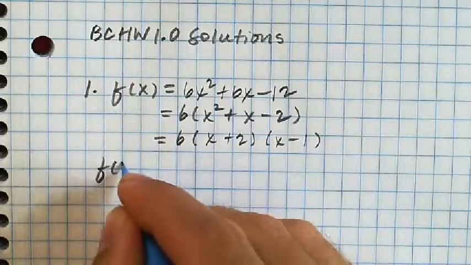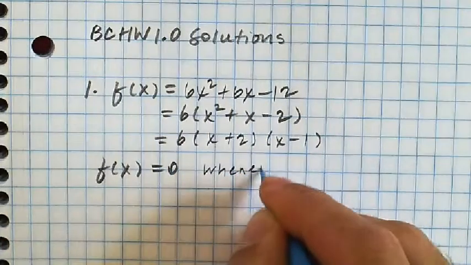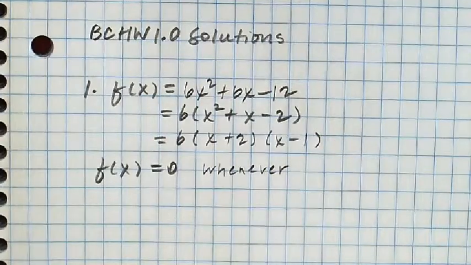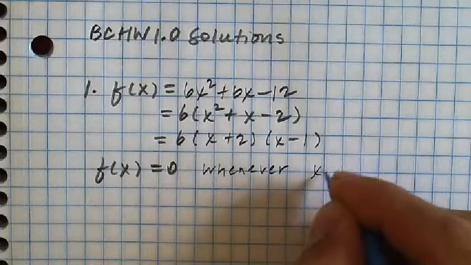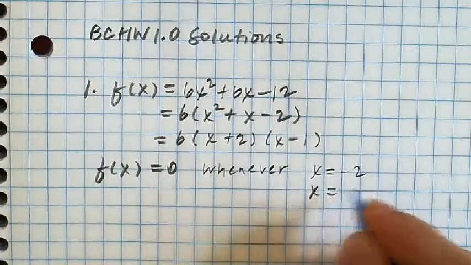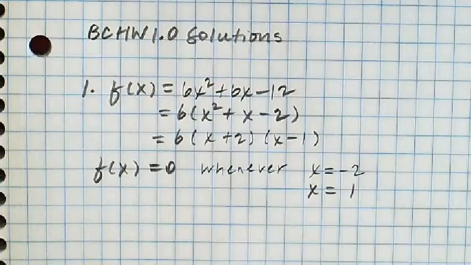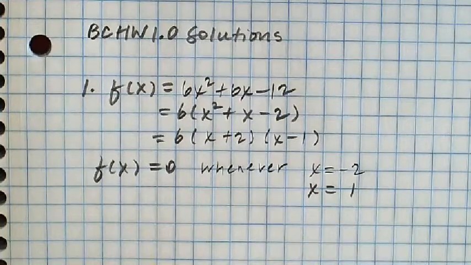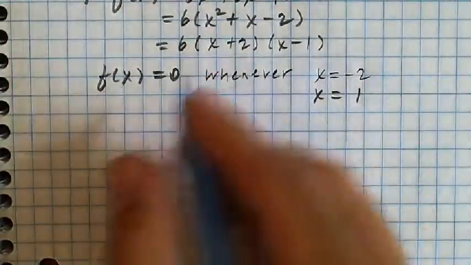So that means that f of x is equal to 0 whenever any of these factors equal 0. Now this could be from x plus 2 equaling 0. It could be from x minus 1 equaling 0. Or it could be from 6 equaling 0, but that's not possible. Okay, so that doesn't contribute any solutions to us. That's why that doesn't help you. All right, that's it.